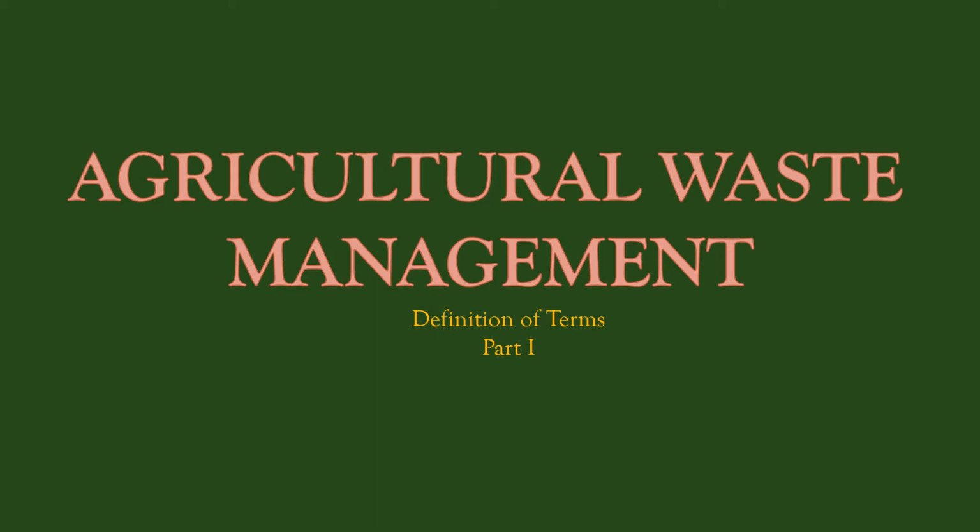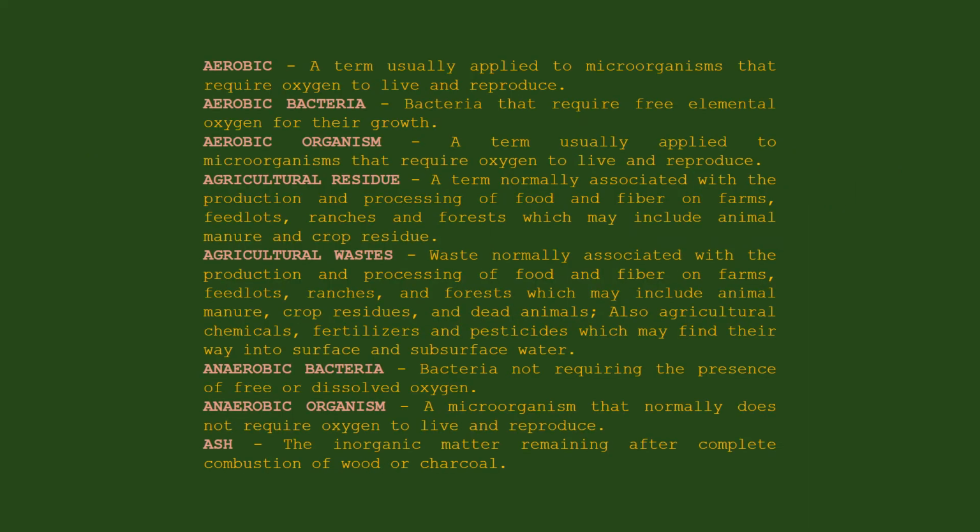This is Agricultural Waste Management. Definition of terms, Part 1. Aerobic, a term usually applied to microorganisms that require oxygen to live and reproduce. Aerobic bacteria, bacteria that require free elemental oxygen for their growth. Aerobic organism, a term usually applied to microorganisms that require oxygen to live and reproduce.